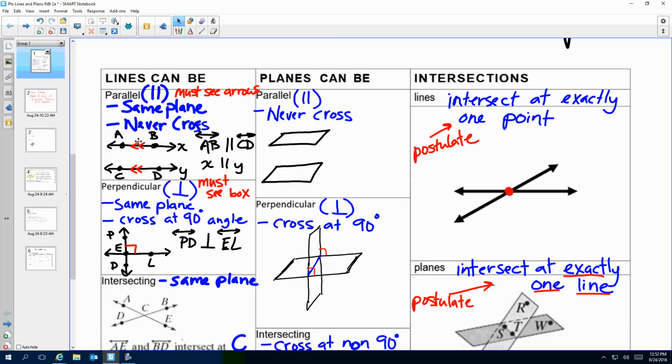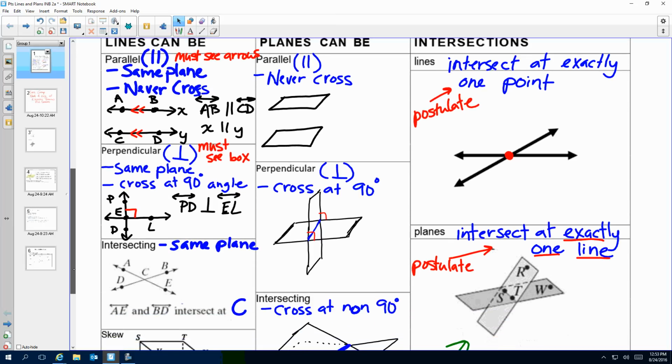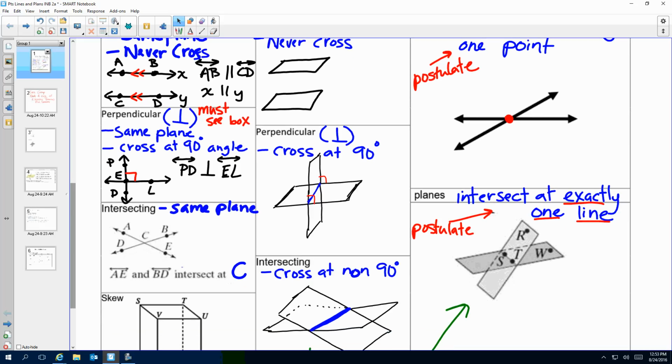Now, another type of intersection you can have is perpendicular. In this parentheses here, I put an upside down T. That's the symbol for perpendicular. I will not write the word out. You'll see that symbol for now.